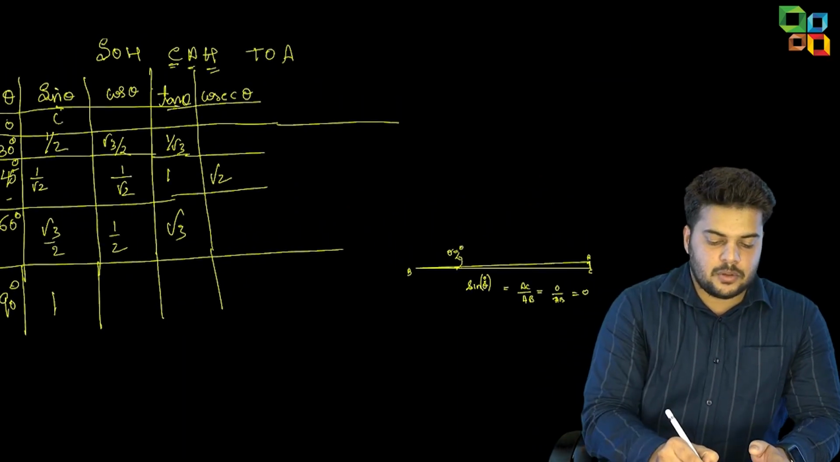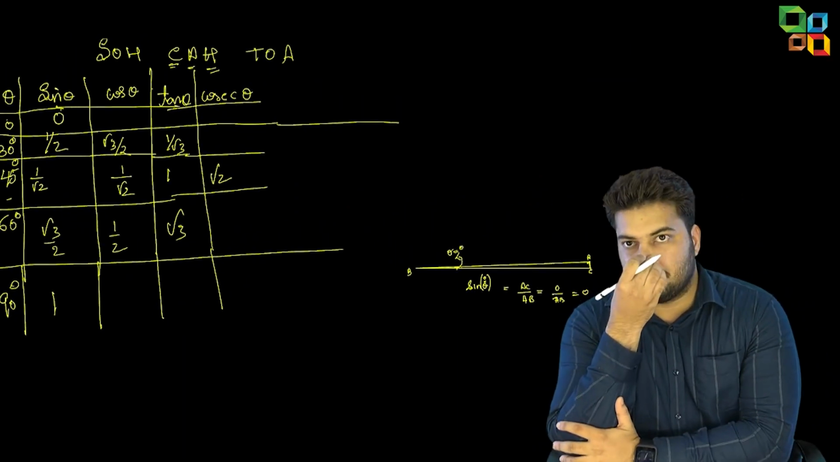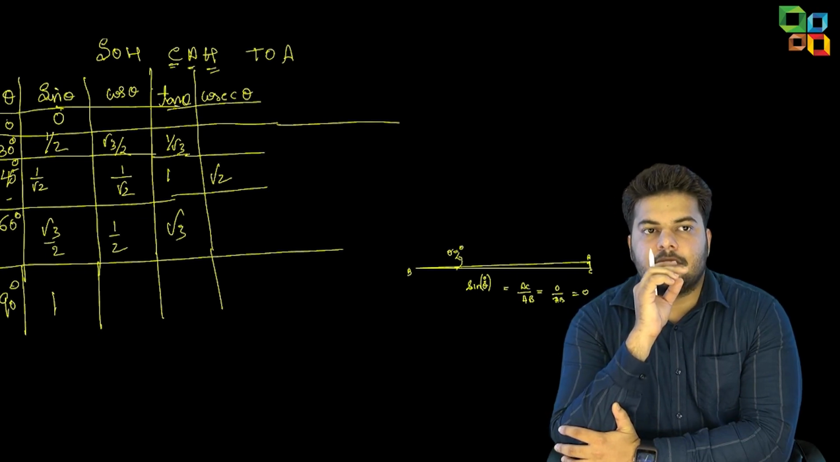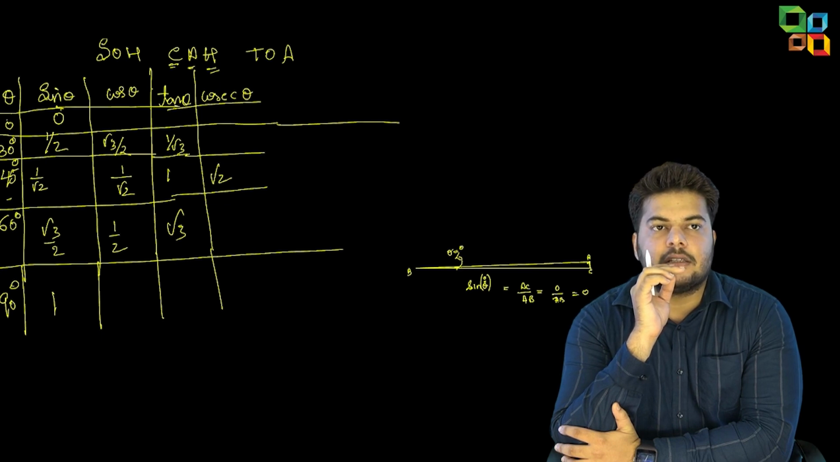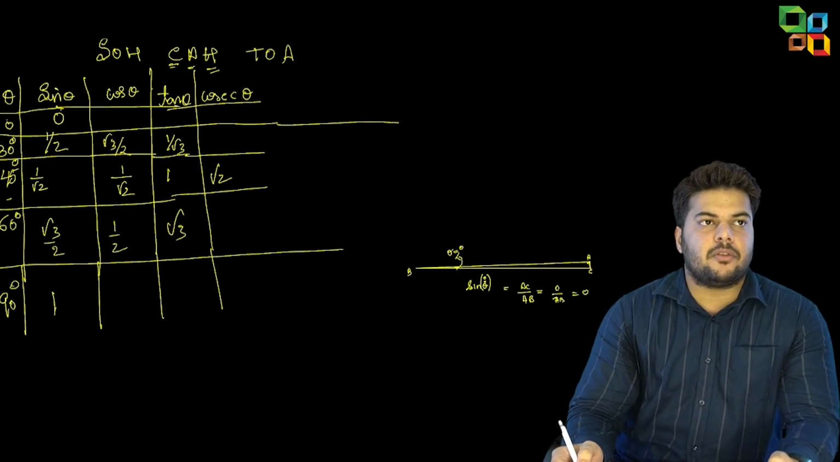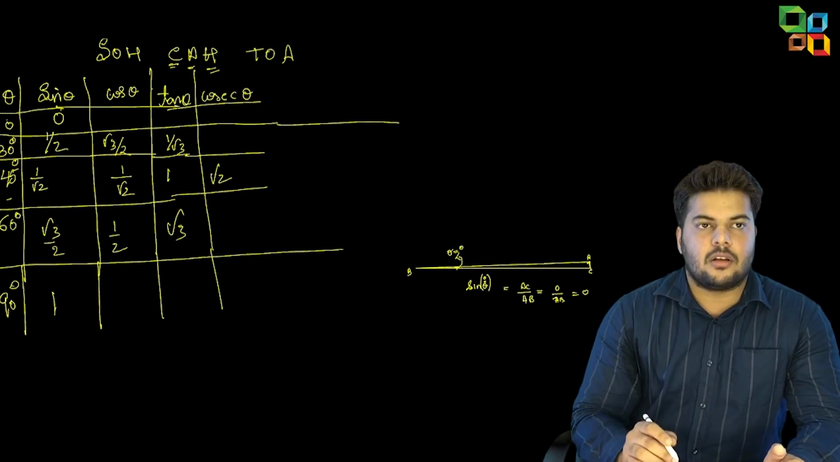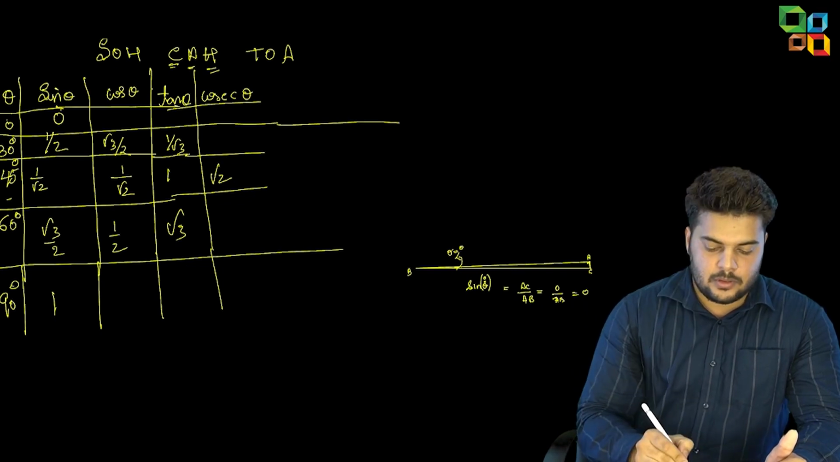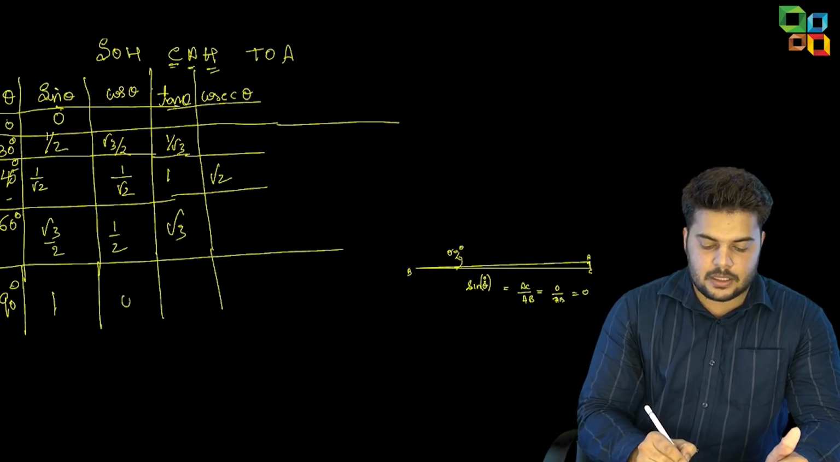So sine of 0 is 0. What is cosine of 90 then? 0. Cosine of 90 is 0. Why? Cosine of 90 is the complementary of sine 0. 90 is nothing but the complementary angle of this angle 0. So we get cosine of 90 is 0.